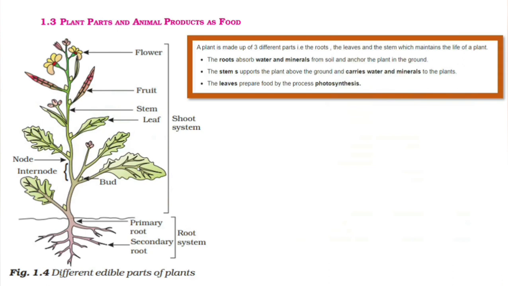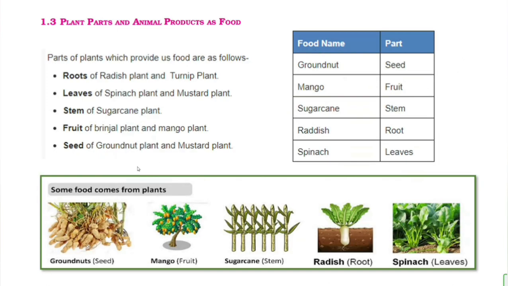For some plants it can be a seed like groundnuts. For some plants it can be a fruit which is the edible part, like mango fruit. For some plants it can be the stem we are eating, like sugarcane. Root is the radish, and then leaves of spinach plant we are eating. So these are all the edible parts of the plant which we are eating.